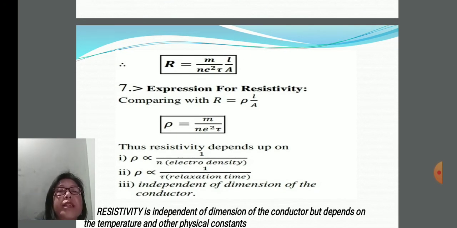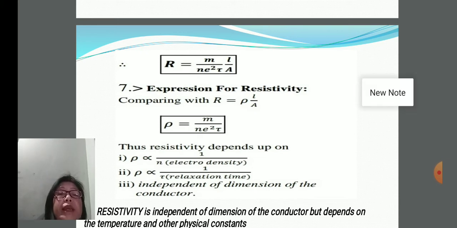Now, let's try to find the expression for resistivity. Comparing the above equation, resistance is equal to mL by n e squared tau A, with resistance R equal to rho L by A, we get rho is equal to m divided by n e squared tau. So what does this mean? This means that resistivity depends upon the electron density, but resistivity will be inversely proportional to n, the electron density per unit volume.